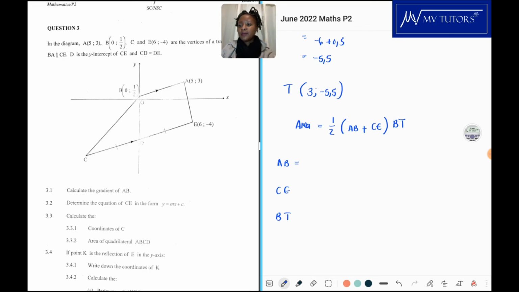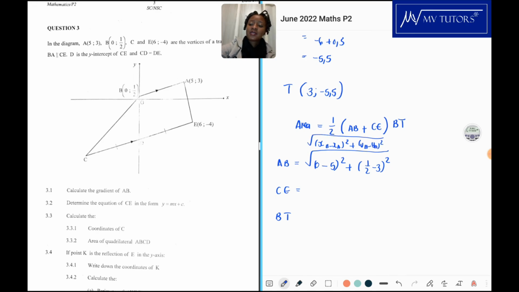So AB, the x-coordinate of B is 0 minus 5, and I'm going to square it, plus a half minus 3, and I'm going to square. Okay, guys, I'm not going to write out the full equation of the distance formula. You know it. At this point in time in matric, you should know it. It's this one where you say xb minus xa, and then you square it, and then plus yb minus ya, square it, and it's all under a square root.